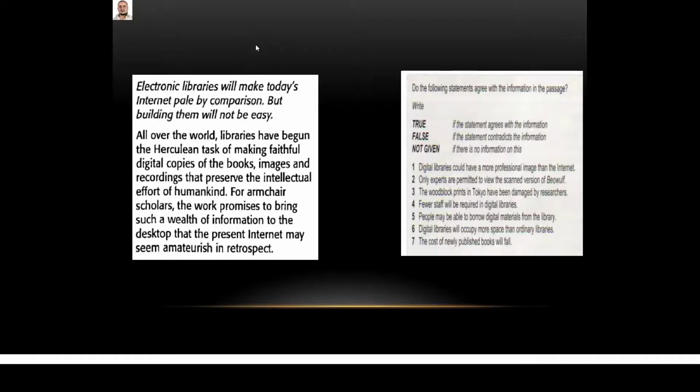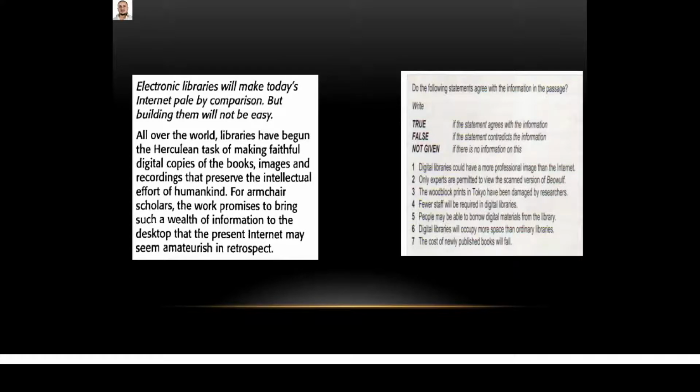Here, electronic libraries will make today's internet pale by comparison, but building them will not be easy. All over the world, libraries have begun the Herculean task of making faithful digital copies of the books, images and recordings that preserve the intellectual effort of humankind. For armchair scholars, the work promises to bring such a wealth of information to the desktop that the present internet may seem amateurish in retrospect. It says the present internet may seem amateurish in retrospect. Amateurish here means primitive.